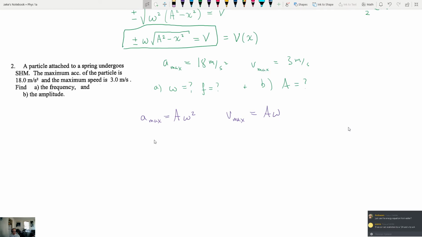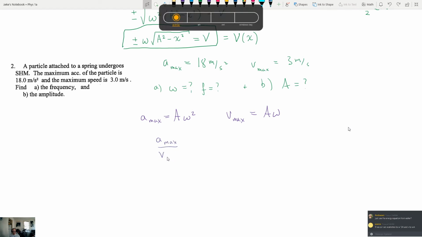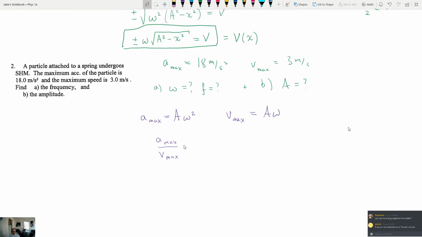So if we write, for example, A max divided by V max, there's other ways you could do this. This is just one way to do it. This would be equal to a omega squared divided by a times omega, which is to say it's equal to just omega, right? And we know what A max is. It's 18. And we know what V max is. It's 3. That means that omega is 6, if I did the math right.